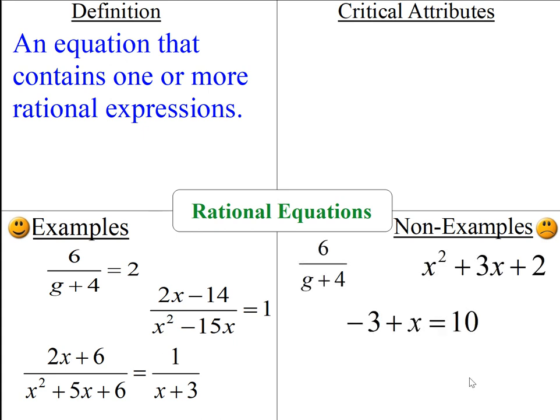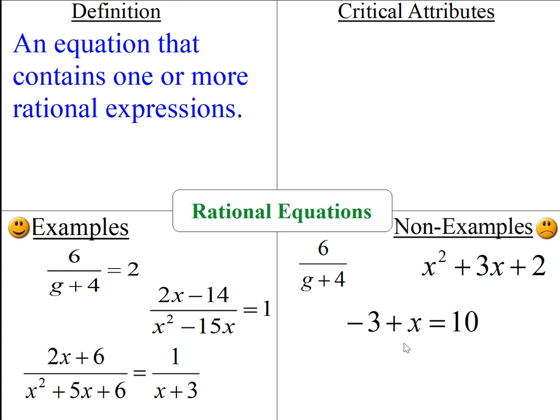Don't copy that yet. Look up. There are 3 different nots. Tell your neighbor why these 3 are not rational equations. All right. Why is this one not a rational equation?